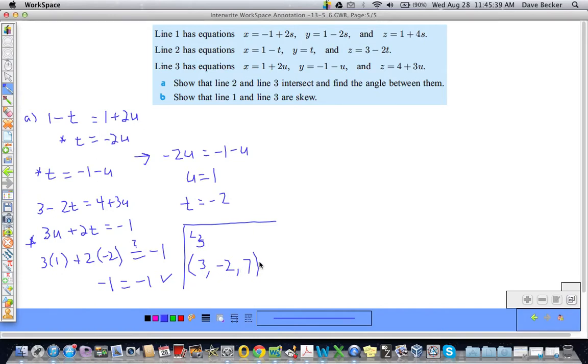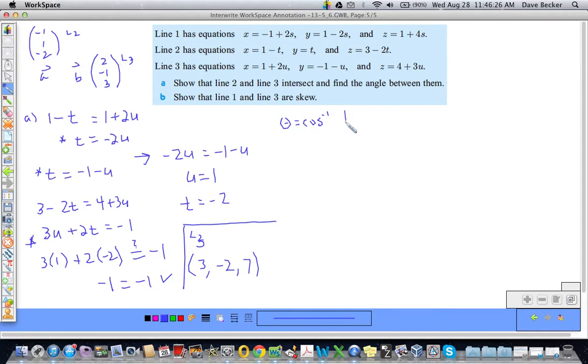Okay? And the angle between them, between 2 and 3. Well, the direction vector for line 2 is going to be negative 1, 1, negative 2. And so that's for line 2. And then the direction vector for line 3 is going to be 2, negative 1, 3. Okay, and that's for line 3. So the angle between them is going to be the arc cos of, we'll call this vector A, and we'll call this vector B.